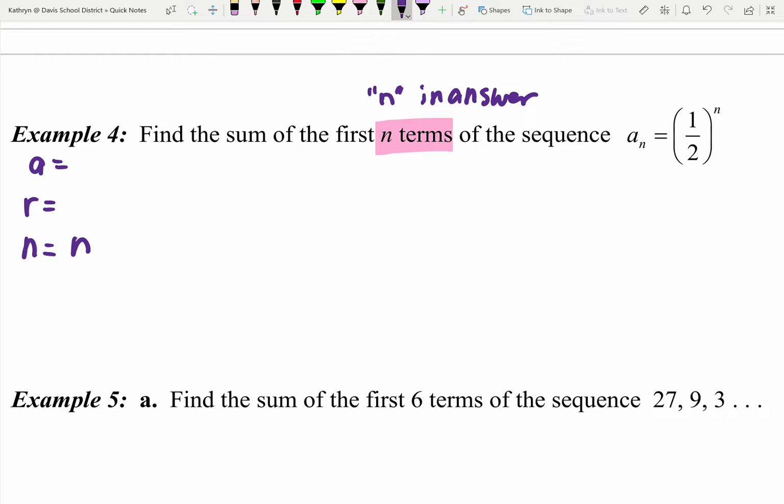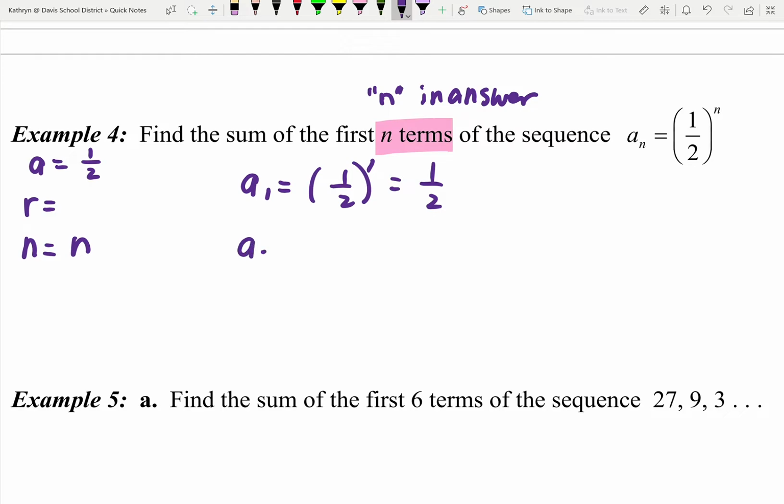If they said find the sum of the first 16 terms, then I know that n was 16. I wouldn't have an n. They didn't tell me, so I'm going to have an n. That's fine. Let's find a. So everybody go a sub 1 equals 1/2 to the first power. That's just a 1/2. So now I know a is 1/2.